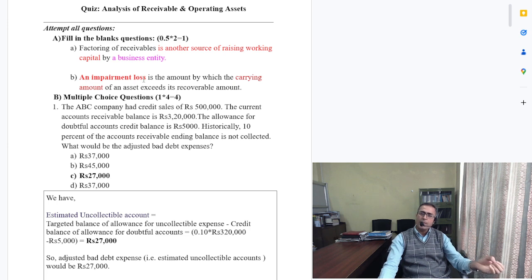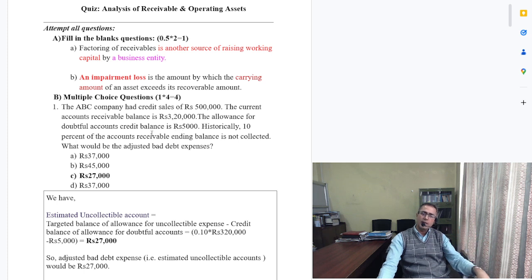An impairment loss is the amount by which the carrying amount of an asset exceeds its recoverable amount. The carrying amount is also known as the book value of the asset, that is, once you exclude the accumulated depreciation from the original cost of the machine. Basically that is all about its recoverable amount.